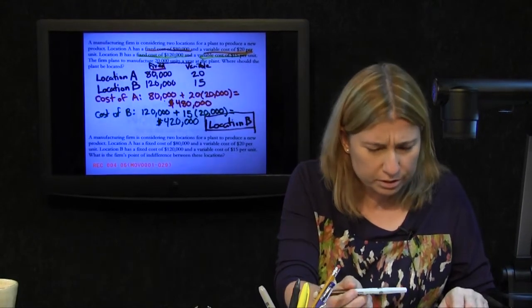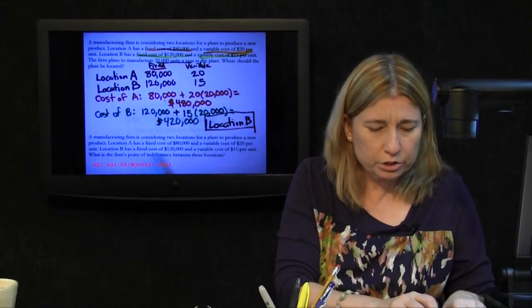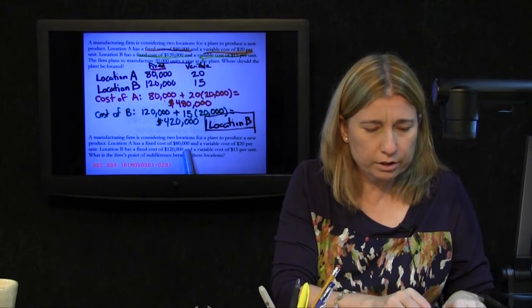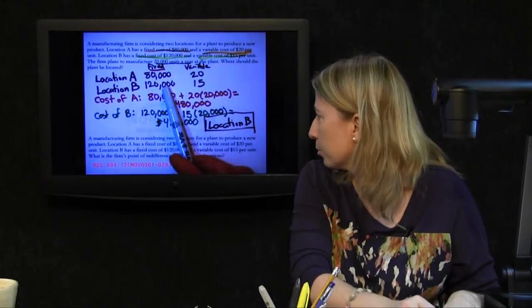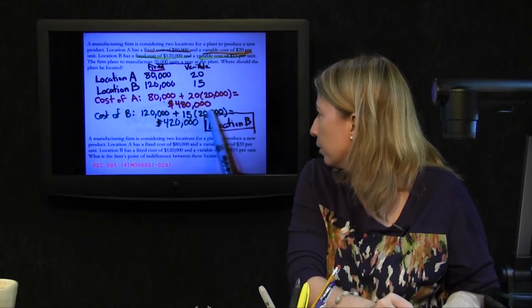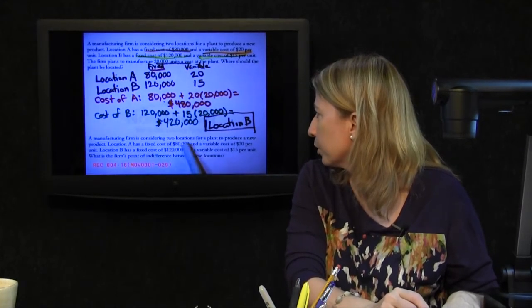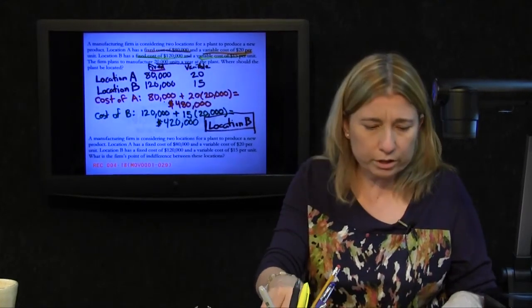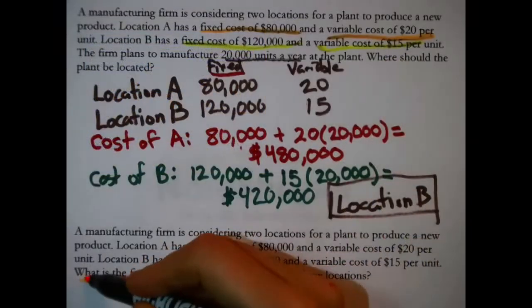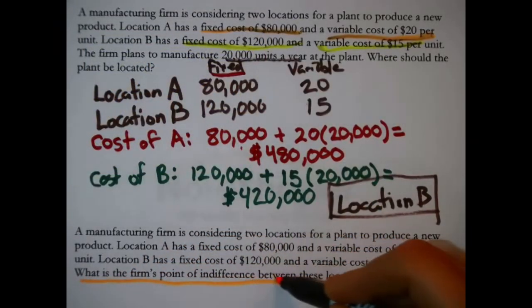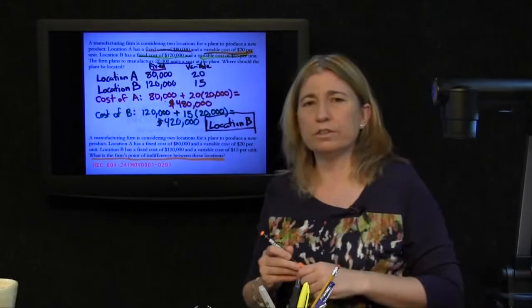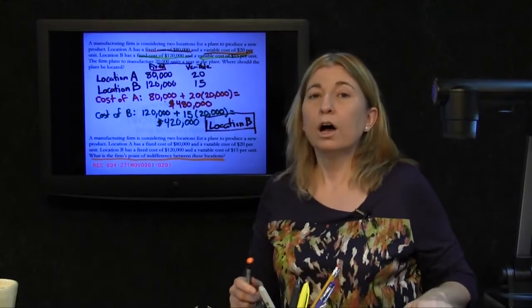Now, if you look at this next problem here, a manufacturing firm is considering two locations for a plant. These are the same two locations. Location A has a fixed cost of $80,000 and a variable cost of $20 a unit, and location B has a fixed cost of $120,000 and a variable cost of $15 a unit. Right, these are the same parameters as up here. But the question's different.